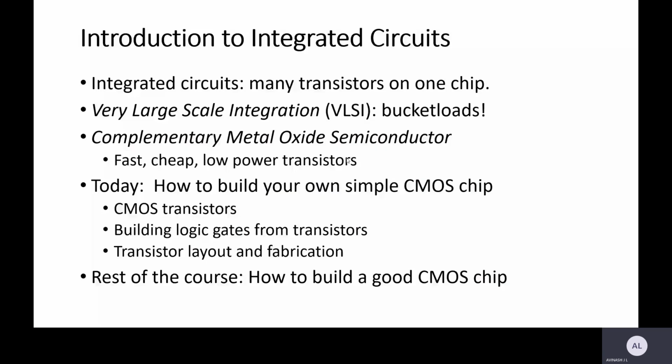So today in class we will discuss the introduction to integrated circuits. When I talk about integrated circuits, I mean many transistors on a single chip. That is exactly the meaning of integrated circuits. Now, in this particular topic, very large scale integration: when you are talking about integrated circuits, we are considering many transistors on a single chip. But when you are dealing with VLSI technology, it is bucket loads.